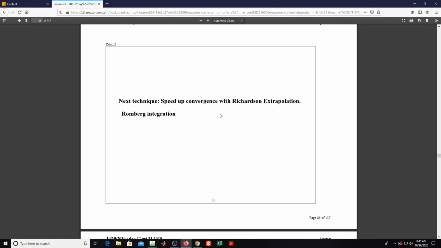Now we pause because we're now going to move into something that will be able to do even more for us. Okay, and this is called Richardson and Romberg integration.